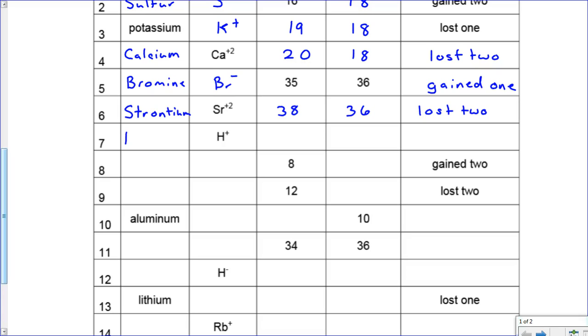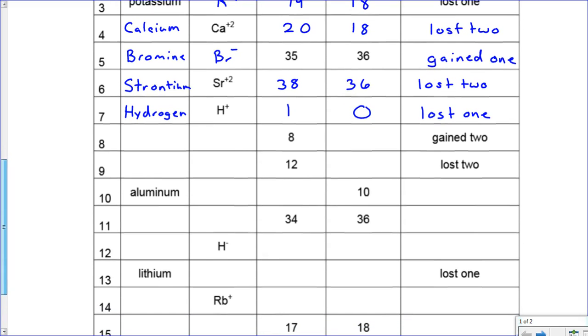This next one is hydrogen. It is atomic number 1 on the periodic table. Because it has a plus charge, that means it has lost 1 of its electrons, which means it has 0 electrons.